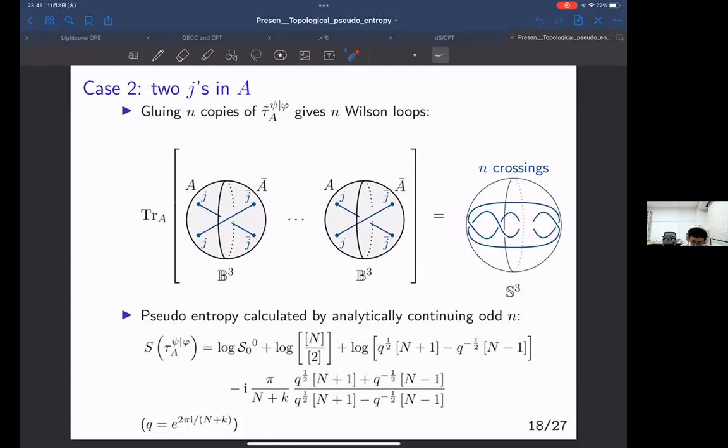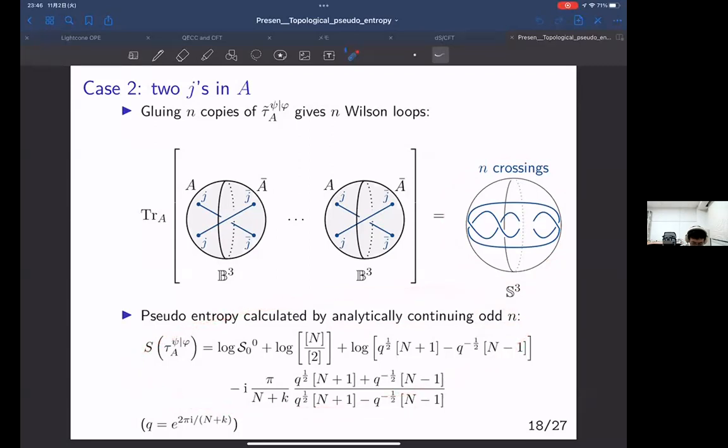And so we analytically continue in odd n, because we want to analytically continue n to 1. This partition function highly depends on whether n is even or odd. So we only take the odd part and make the analytic continuation. So this is the final result.